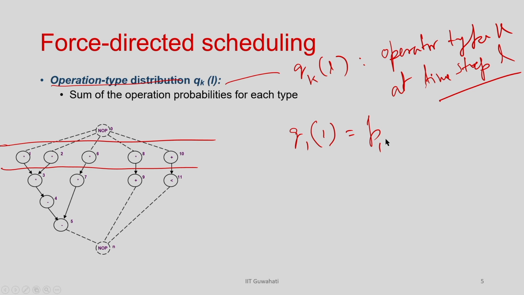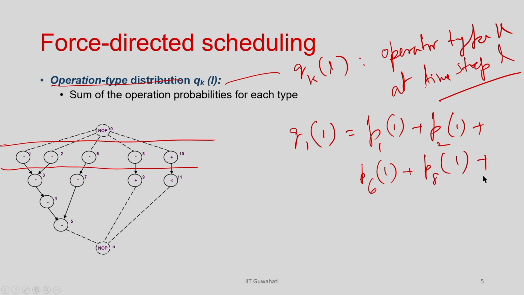So, basically it is the probability of operation 1 in timestamp 1 plus the probability of operation 2 in timestamp 1, because I have to take all the multiplier type operations, right. Then the probability of operation 6 in timestamp 1, then the probability of 8 in timestamp 1. I should write for all multipliers. There are 2 more multipliers, the probability of 3 in timestamp 1 and the probability of operation 7 in timestamp 1, right. Out of that, 3 cannot schedule in timestamp 1, 7 cannot schedule in timestamp 1. So, this is 0 and this is 0, right.